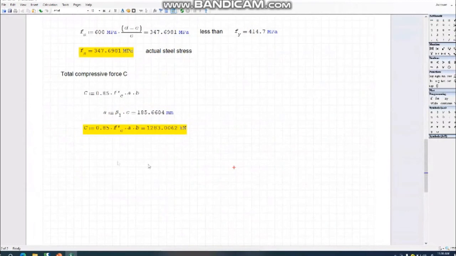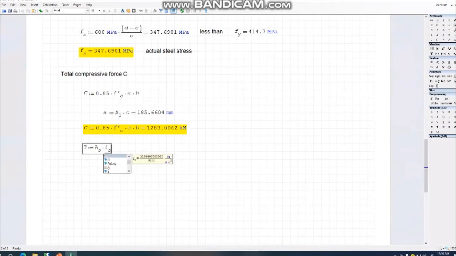Pwede po yung calculate ng T, no? Ang T, ang tension, equivalent to, pwede po yung calculate AS times FS. No? As you can see, similar sila, no? Parehas.